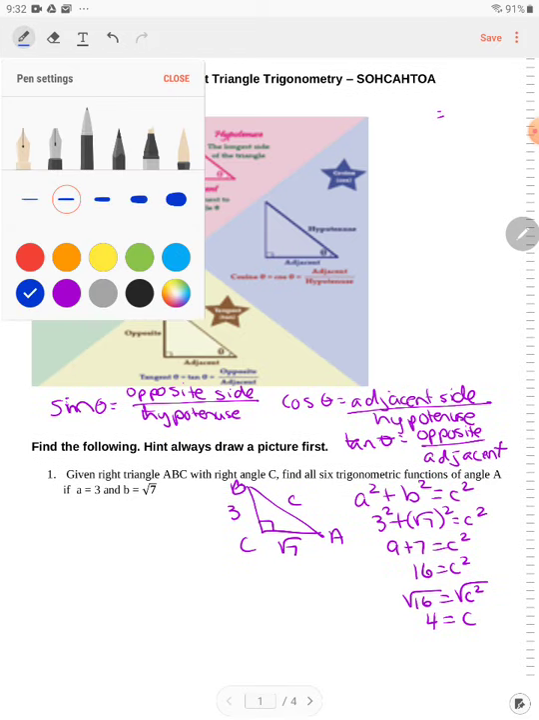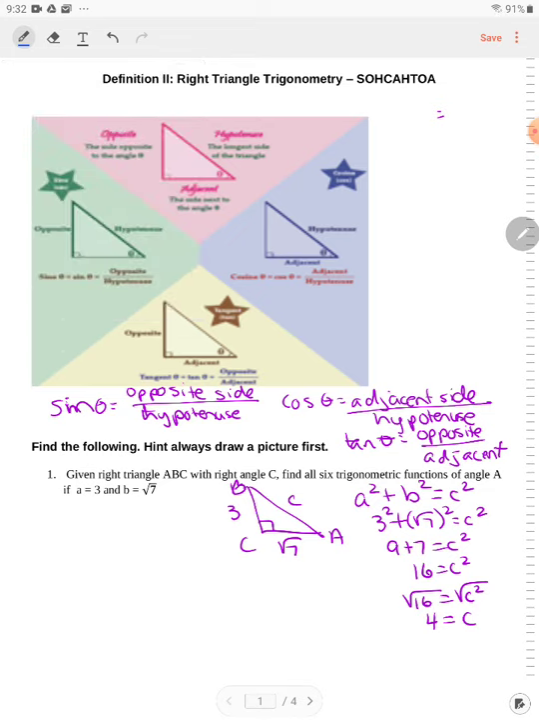Now, we would like to mark a few things. So I'm going to put C as 4. If you look at your angle A here, the opposite side is 3, so I'm going to put OPP, or we could just put the letter O. The adjacent side is square root of 7 because it's part of the two sides that form angle A. And then the hypotenuse is C. It's always across from the right angle.